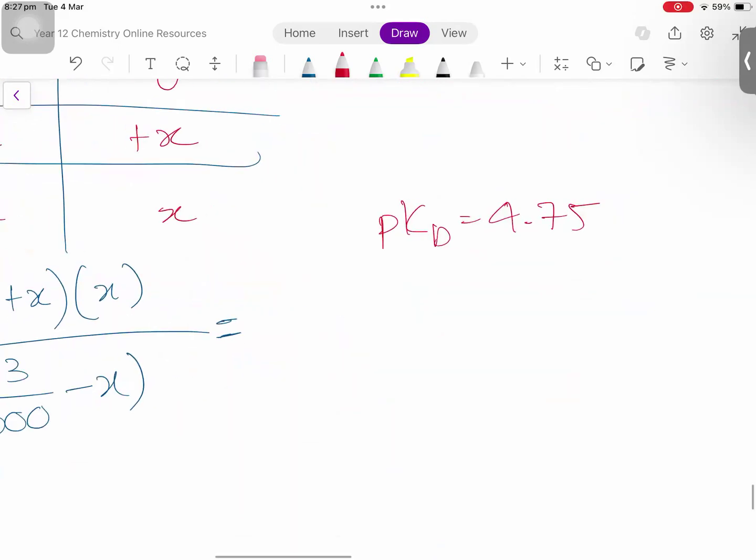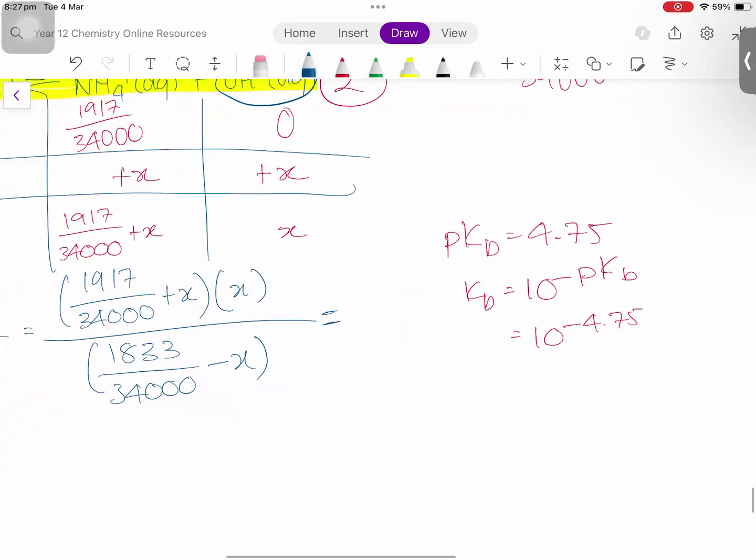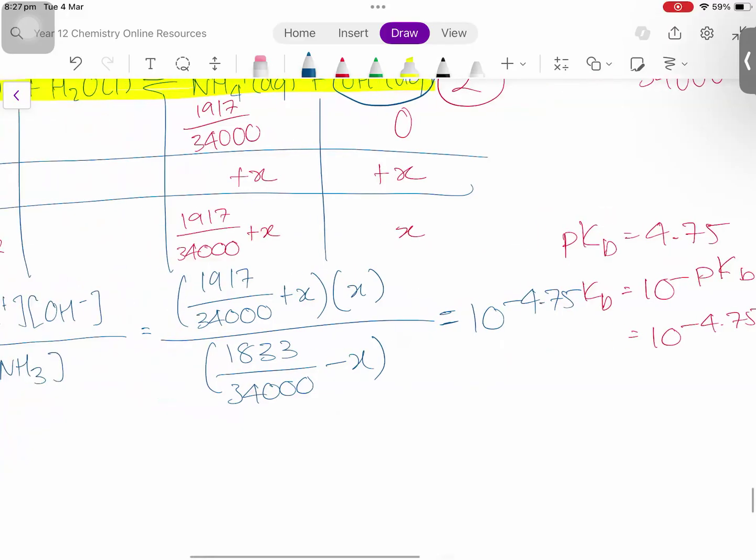How am I going to get Kb? Kb is equal to what if they've given me pKb? 10 to the minus pKb. So then that's 10 to the minus 4.75. Good. So this is 10 to the minus 4.75. And then I solve for x.